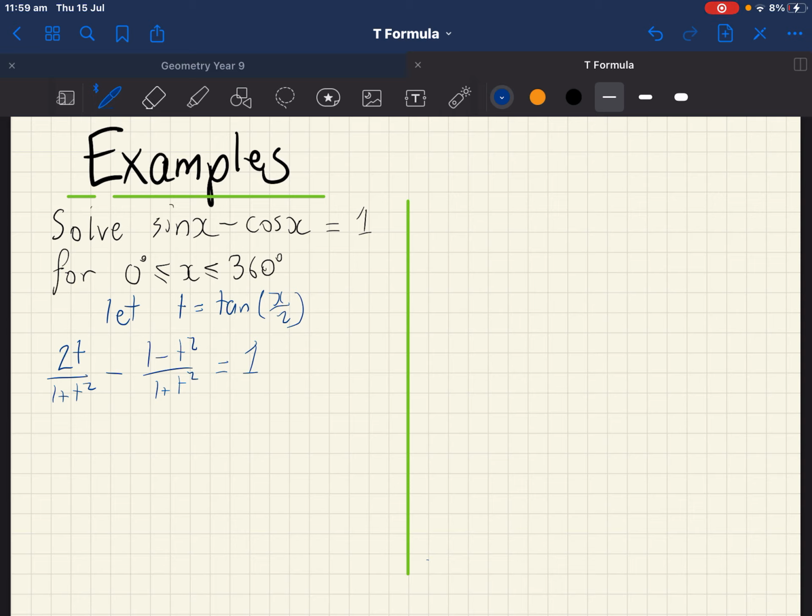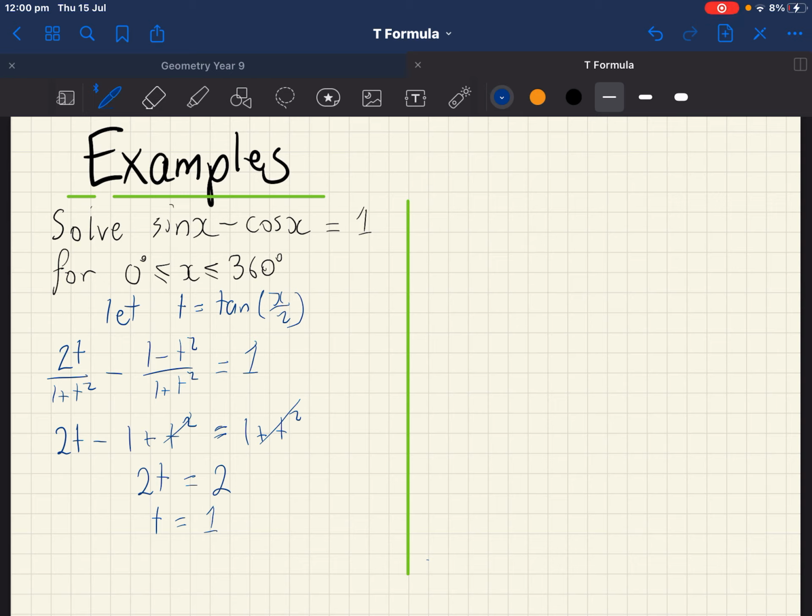In this case, I'd probably just times everything by 1 plus t squared, leaving us with a 2t minus 1 minus a negative t squared. And over here, timesing this by the 1 plus t squared will give us 1 plus t squared. All right, and from here, t squareds on both sides will cancel. We're going to be left with 2t. Take that minus 1 across to the other side. We end up with 2t is equal to 2. Therefore, t is equal to 1. We have solved for t.